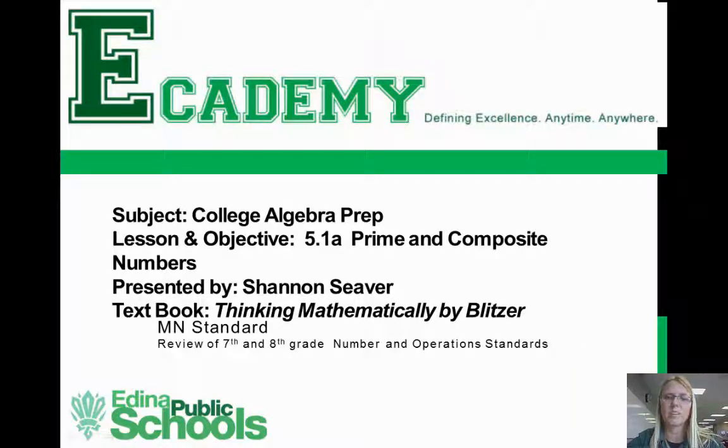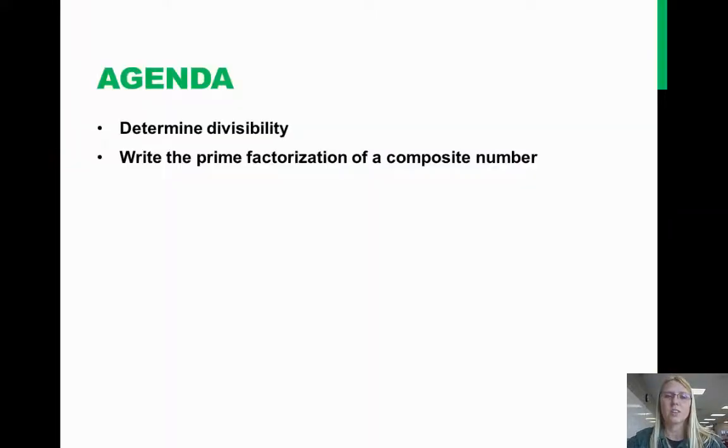Today we are looking at the first part of section 5.1. We're looking at prime and composite numbers. So first of all, what we want to do is determine divisibility, and then we're going to write prime factorization of a composite number.